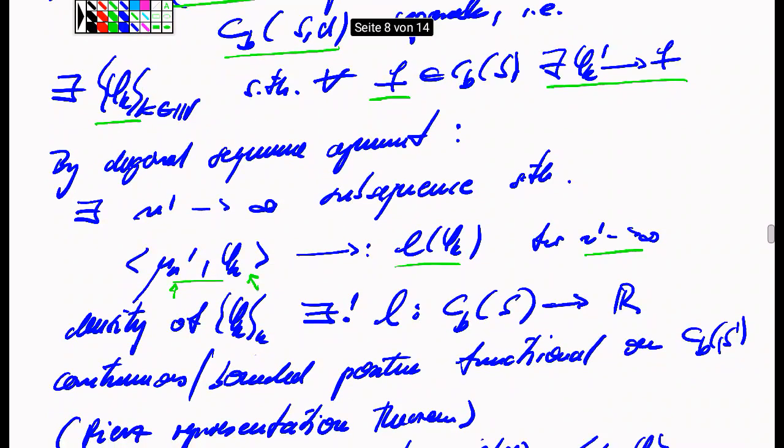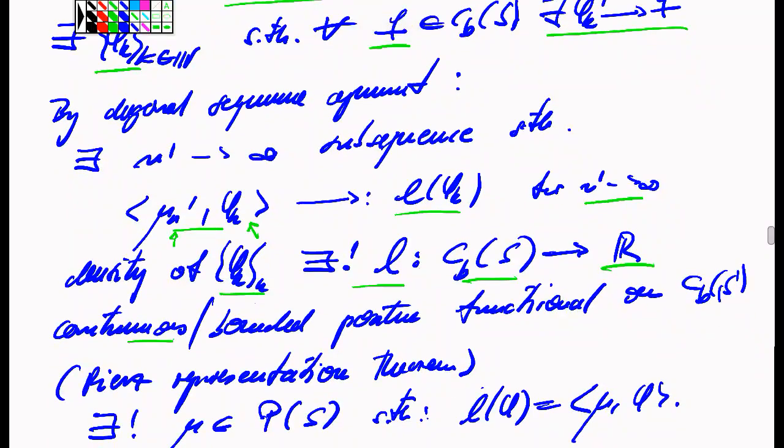Now it's easy to check that this L of phi k is a linear function also, because it's basically coming from a linear sequence of functionals as a limit point. And so then by density of the test functions and the boundedness of the integration against the uniform norm, we find that there's a unique continuous bounded linear functional which maps the continuous bounded functions into the reals.